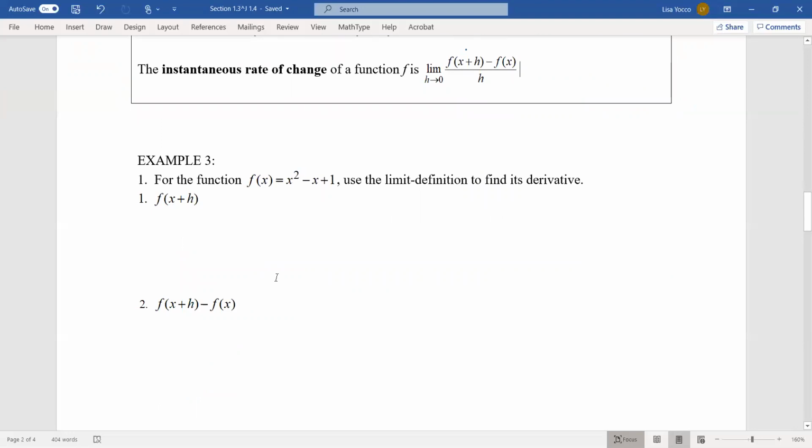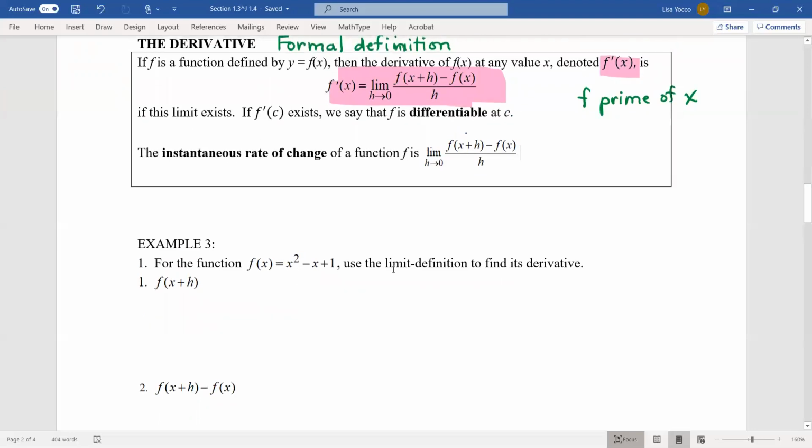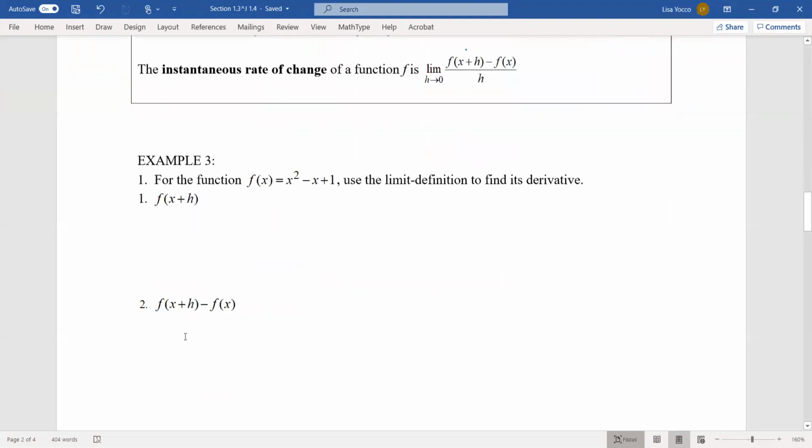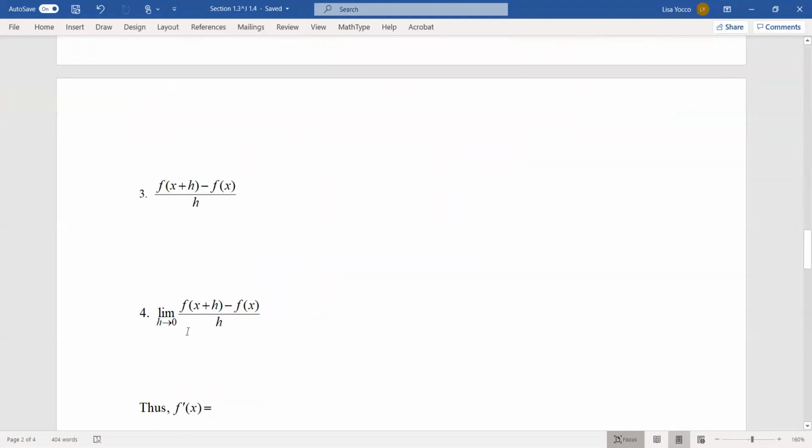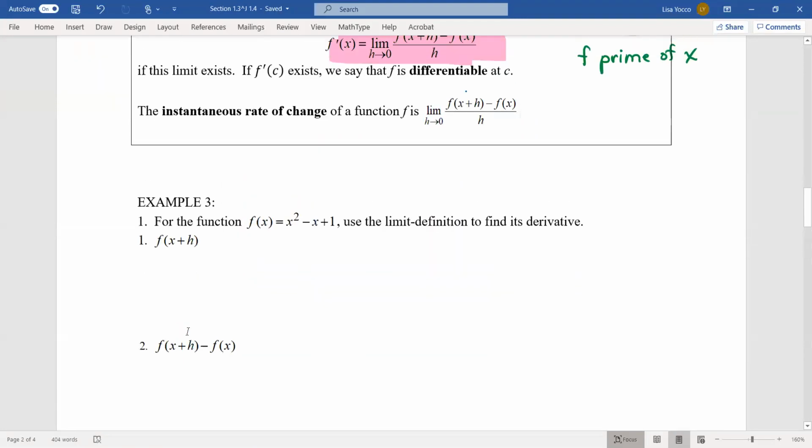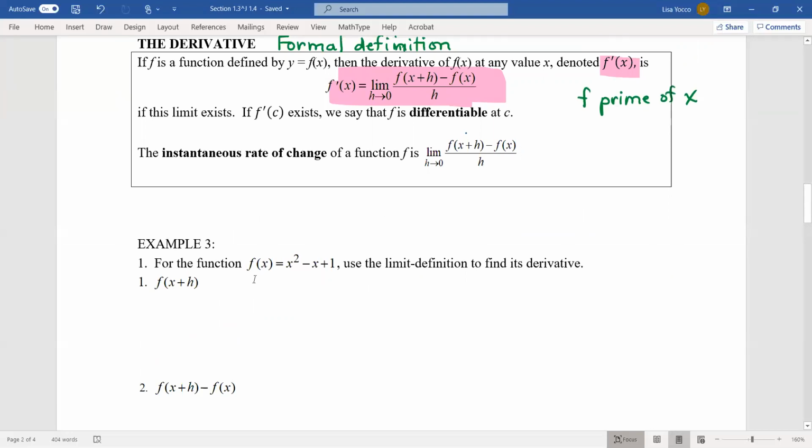All right, so I'll see if it's going to cooperate. All right, so in the next example, I'm going to use this, it's called the limit definition or the formal definition to find the derivative of the function x squared minus x plus 1. And we usually, to begin with, break this down into 4 steps, as you can see coming up. So the first step is to find f of x plus h.